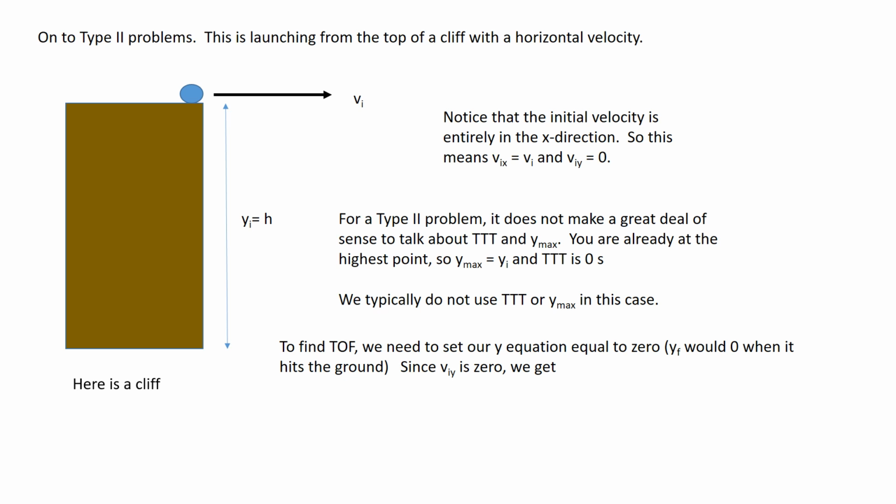To find time of flight, I need to set my y equation equal to 0. My y final will be 0 when it hits the ground. Since my v initial y is 0, we get this equation: 0 equals h minus 1/2 g t squared. This is easy to solve. If I solve it for t, I find the time of flight for a type 2. It's equal to the square root of 2h over g.